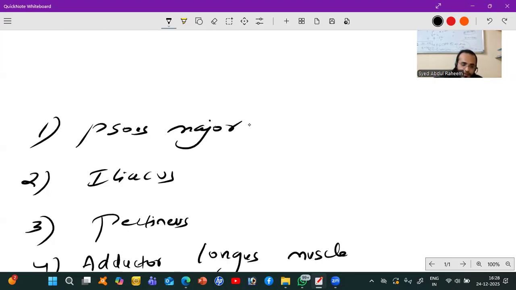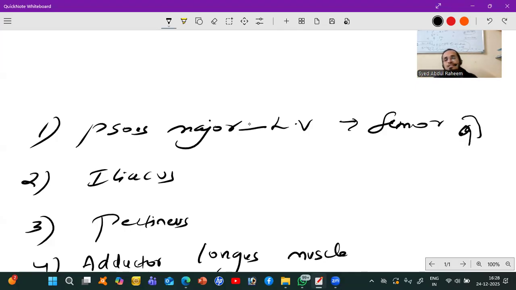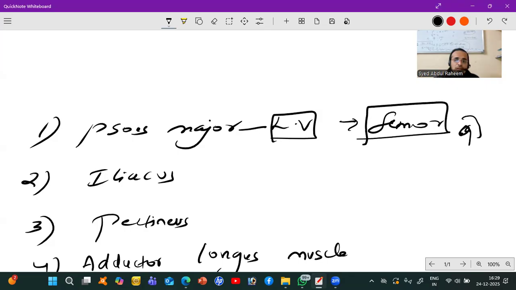Psoas major. Where is it coming from? This is coming from the lumbar vertebrae and inserted on the femur, the lesser trochanter. Here, the lesser trochanter we discussed. This is the femur lesser trochanter. From lumbar vertebrae to femur, lesser trochanter.